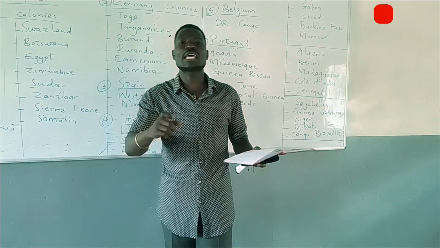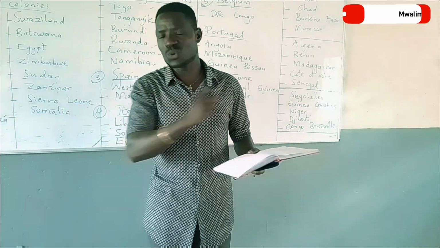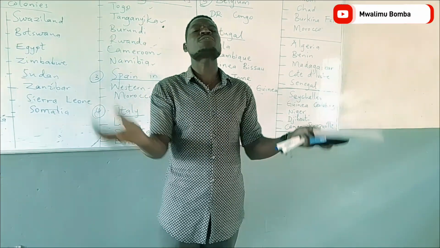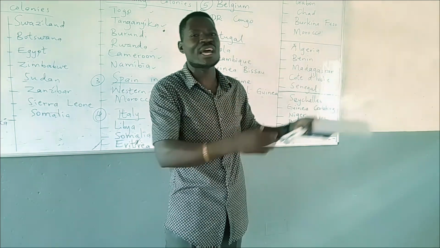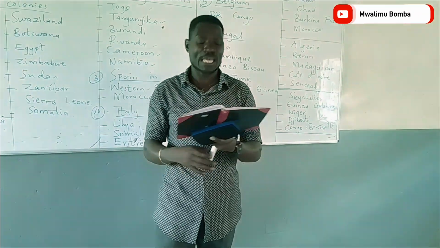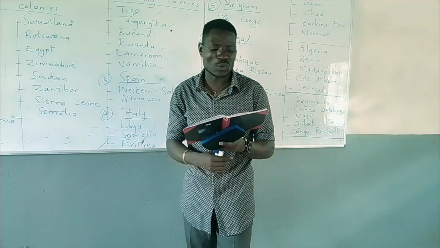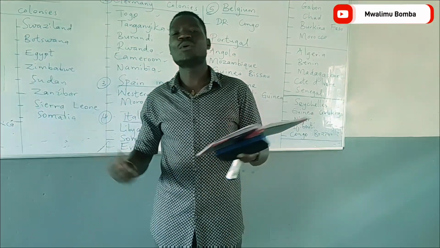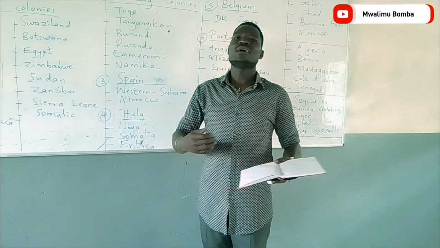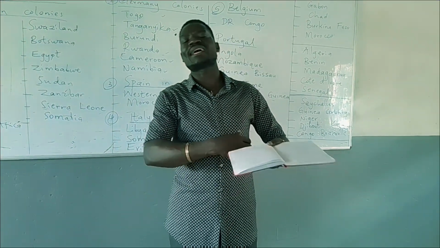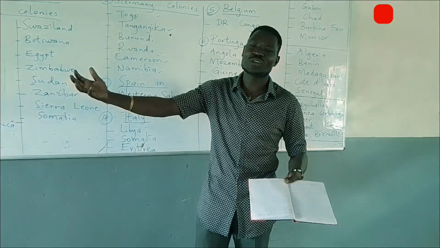Remember, they also came to look for a market for their finished goods and also space for their surplus population, because it was now getting overpopulated in their countries. They also came to invest. Investment was also a reason for the coming of European powers. We also have other reasons, social reasons, like to spread Christianity and the civilization of Africa.